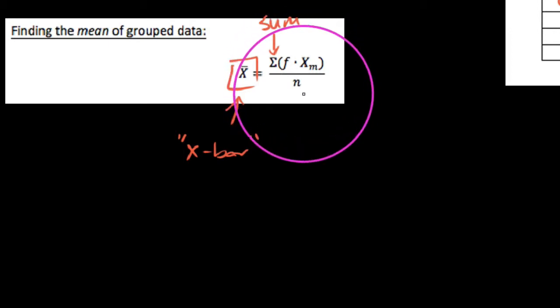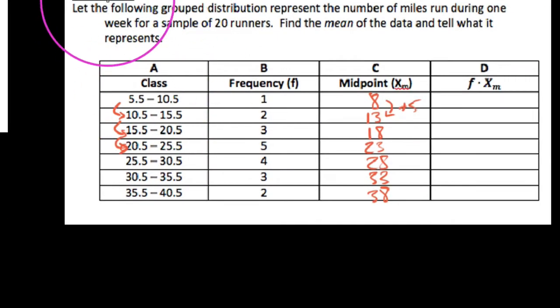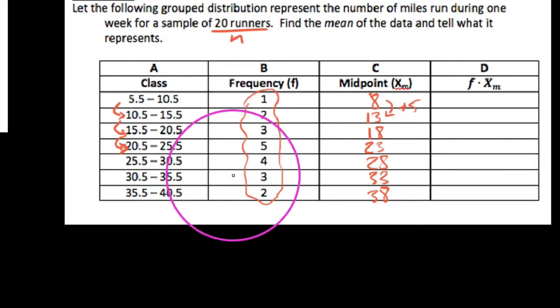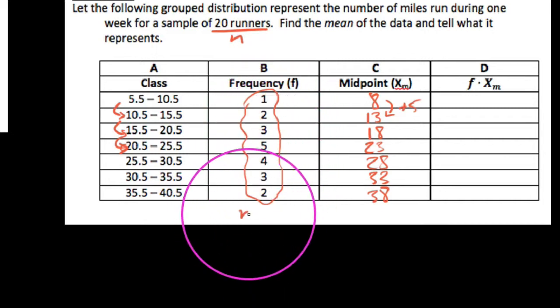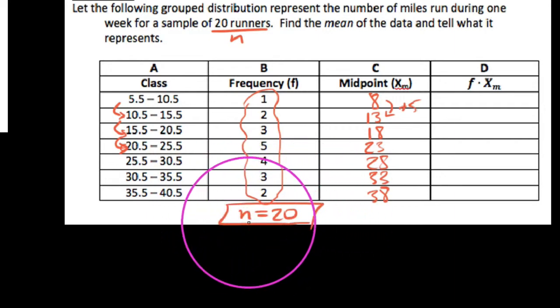So let's talk about a few things, starting with n here. How do we find the number of data when I'm not being given this? Well, we can read this here: let the following grouped distribution represent the total number of miles run during 1 week for a sample of 20 runners. So we can see easily that there are 20 runners. The other way we can find it is to just sum up all of our frequencies here. 1 plus 2 is 3, plus 3 is 6, plus 5 is 11, plus this is 15, 18, and 20. We say n in this case is 20, and you'll notice I'm using a lowercase n to represent the number of data in a sample.